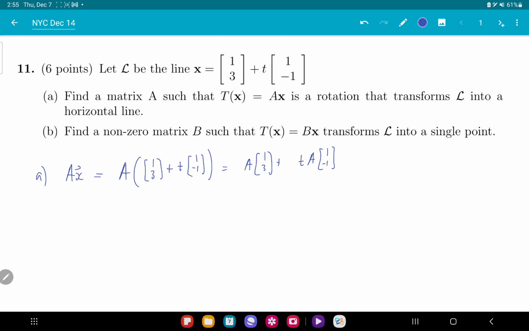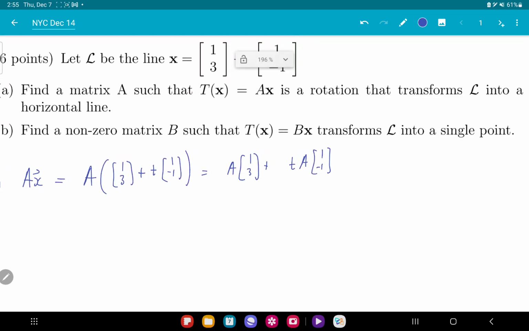Now I want the transformed line to be a horizontal line. Okay, so I have a line here. Let's first point that out. This is U, and I have T and V. This is a familiar line.